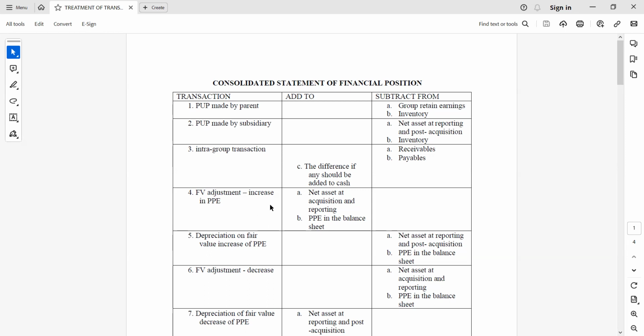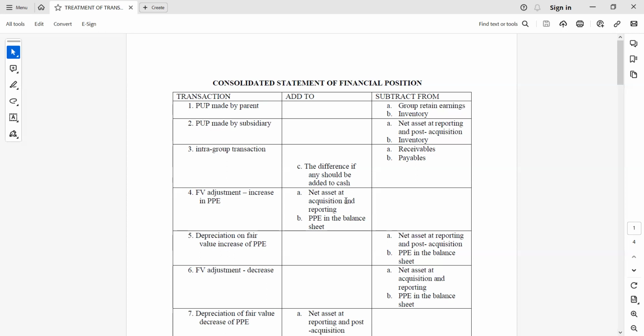With fair value adjustment, what I have come up with as a guide is that if the adjustment is an increase in PPE, you add it to net asset at acquisition and then at reporting. And then you also add the figure to your PPE in the balance sheet. So if it is land and the figure has increased, let's say from 1,000 to 2,000, the difference of 1,000 will be added to your net asset at acquisition and then at reporting, and then you also add the 1,000 to your balance sheet.